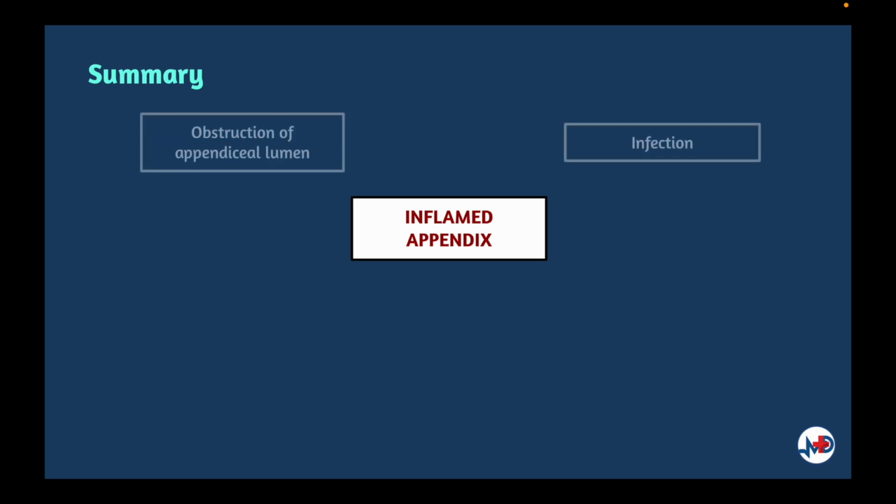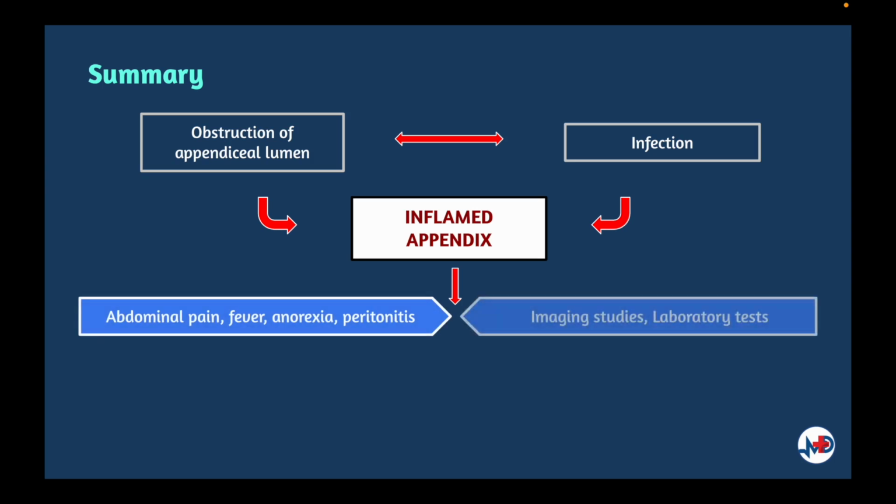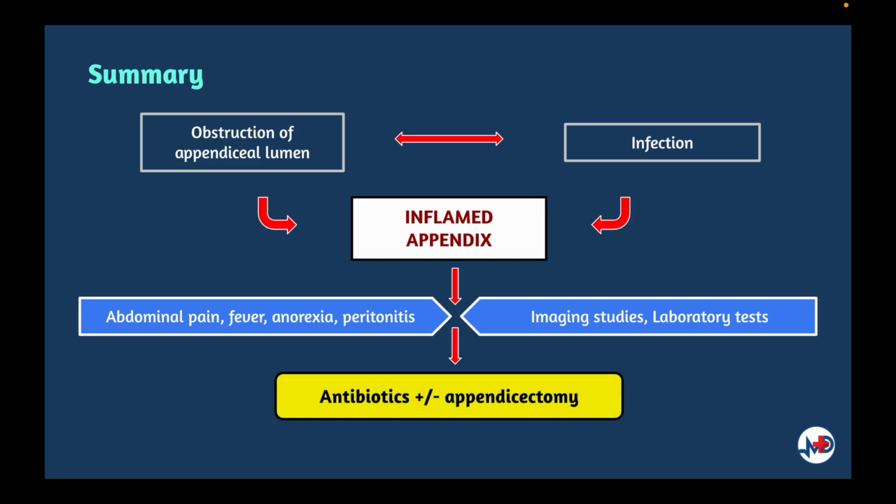In summary, acute appendicitis is the inflammation of the appendix. This happens when the appendiceal lumen gets obstructed due to lymphoid hyperplasia, leading to increased intraluminal pressure, which in turn provides a medium for ongoing infection and causes inflammation, venous engorgement, and eventually perforation. Acute abdominal pain is the commonest presentation associated with fever and anorexia.